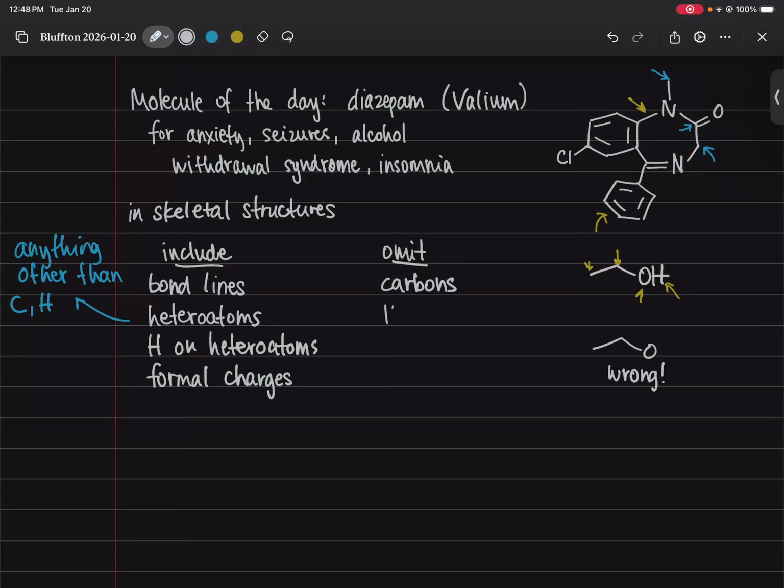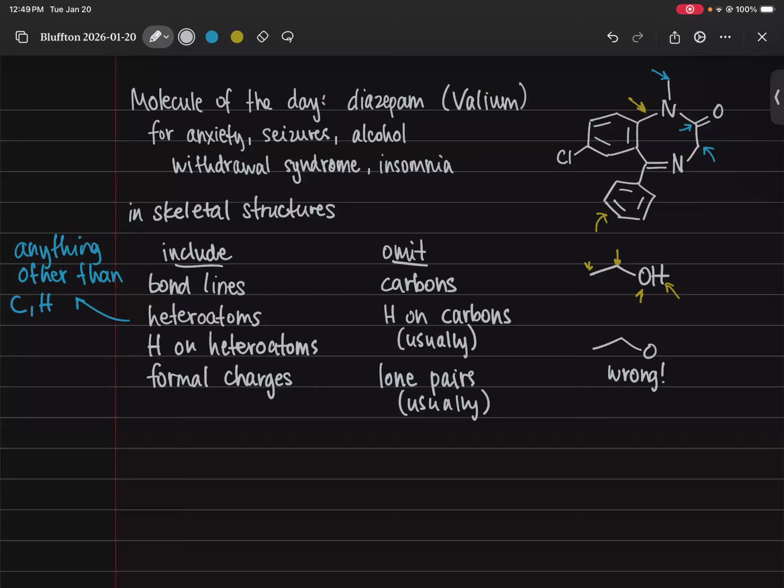Other things we omit are hydrogens on carbons usually. You're always free to draw the hydrogens out on carbons, and in fact, we're going to do that in many cases because that helps us with bookkeeping. And also, we're often going to omit lone pairs. Again, it can be very helpful to draw out lone pairs explicitly.